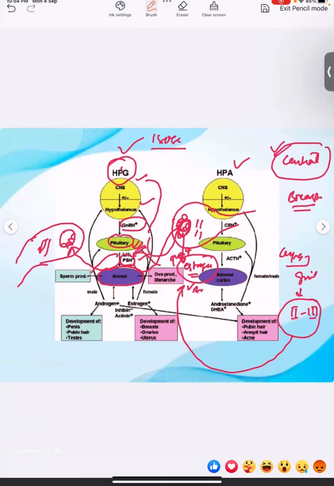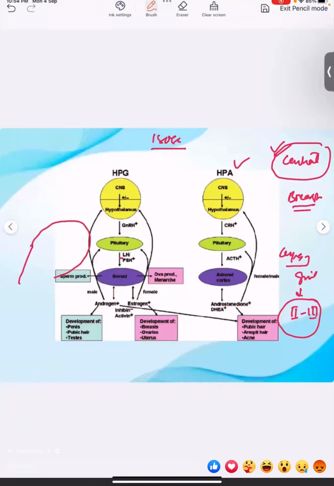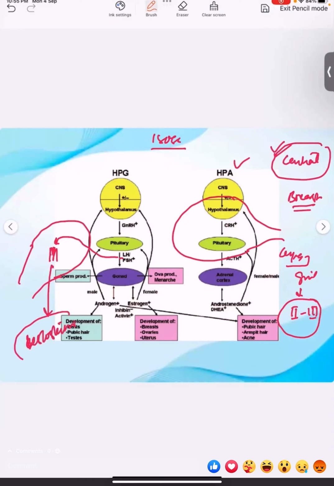Okay, now see what is the source. Next, we will talk about the LH first. Where is this LH going to work in case of male and female? In the female, LH is going to act on the theca cells and produce what? That is testosterone. What is the function of testosterone in female? That is pubic hair formation.